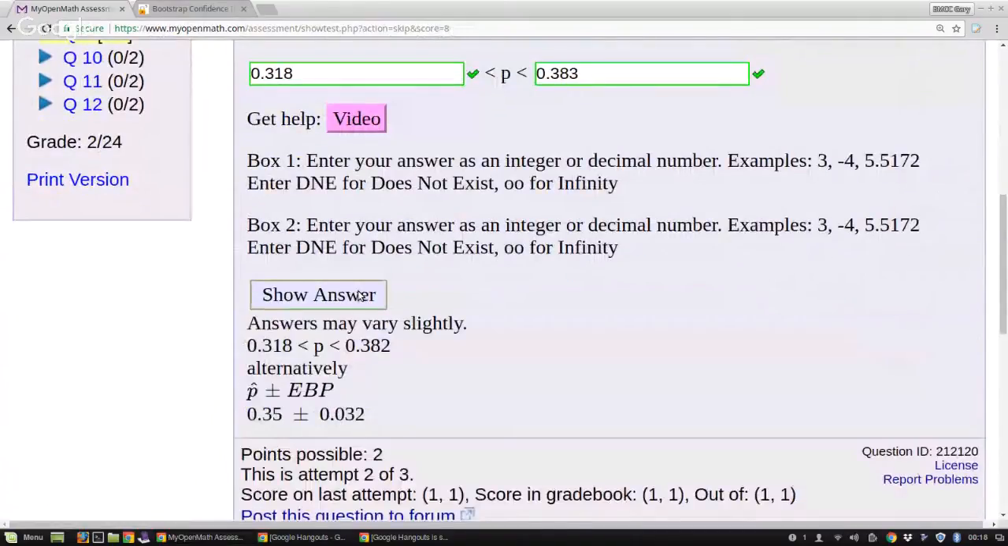And there's a couple ways we can think about that as an interval. And again, because we're doing simulations, the answers could vary slightly, but they're going to be in roughly the ballpark. So here, the answer is going to be somewhere between 31.8% and 38.2%. That puts us with a central guess at the percentage of about 35%. Our margin of error is about 3.2%.